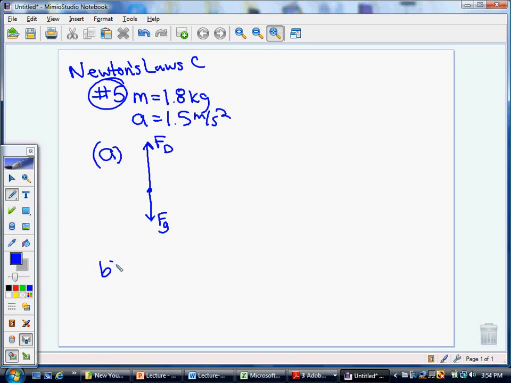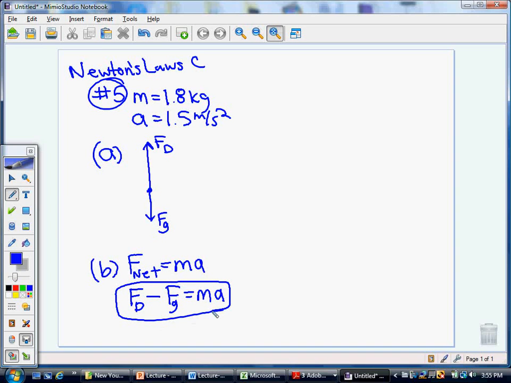Now part B of this problem says state the free body equation. For this one, we're looking at the net force equals ma. Well, the force of Dana is upwards. Remember, up is positive. So the force of Dana, and then we have to subtract off the force of gravity because it is in the downward position, equals ma. And that is our free body equation.